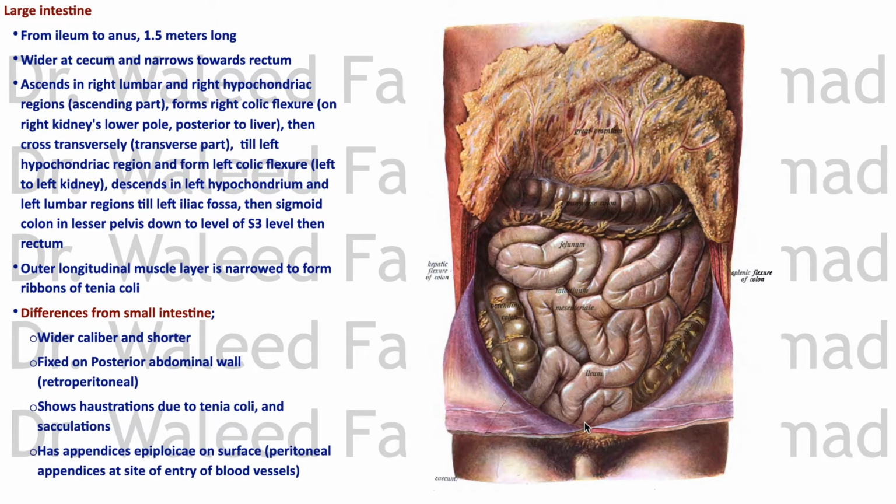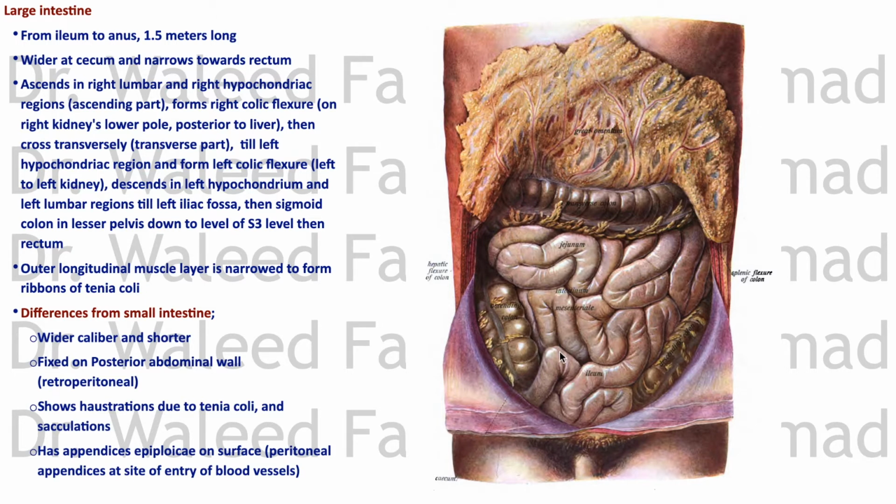Now, the differences between the large intestine and the small intestine. Of course, the large intestine is wider in caliber and shorter in length. The ascending colon and descending colon are fixed to the posterior abdominal wall. The transverse and sigmoid have mesenteries. Of course, the small intestine, all of it except for the duodenum, has a mesentery.